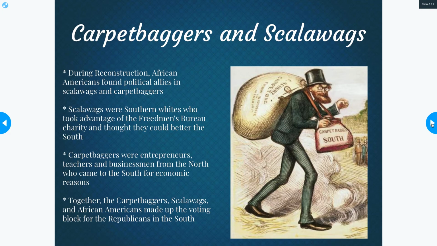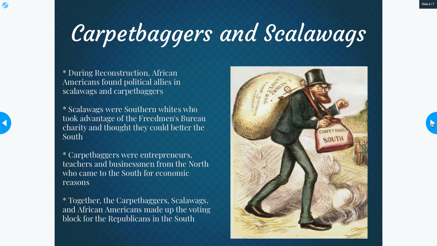And so together, you've got these three groups, the African Americans, the carpetbaggers from the North, and the scallywags from the South. They're going to make up the voting bloc for the Republicans. So when the Republicans take over during Reconstruction, it is these three groups that actually kind of form the backbone of the Republican Party. Now, our word of the week is carpetbagger.